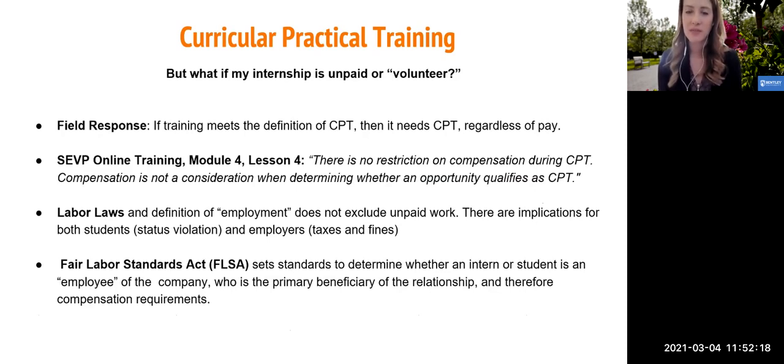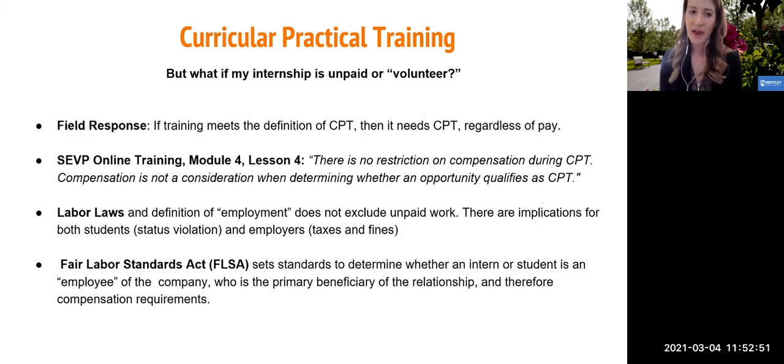And if you're trying to explain this or deliver this hard news to students or stakeholders or even to an employer, I think it's good to know where this comes from. So there is the SEVP field response. So the field has spoken and said that if it meets the definition of CPT, then it needs CPT regardless of pay. And that's also reinforced by the DSO training module, which says that compensation should not be a consideration when determining the need for CPT.